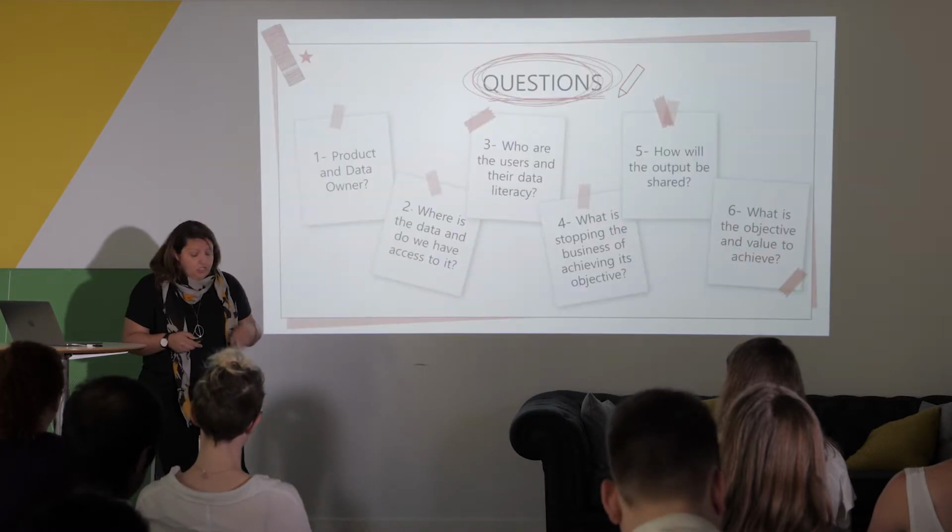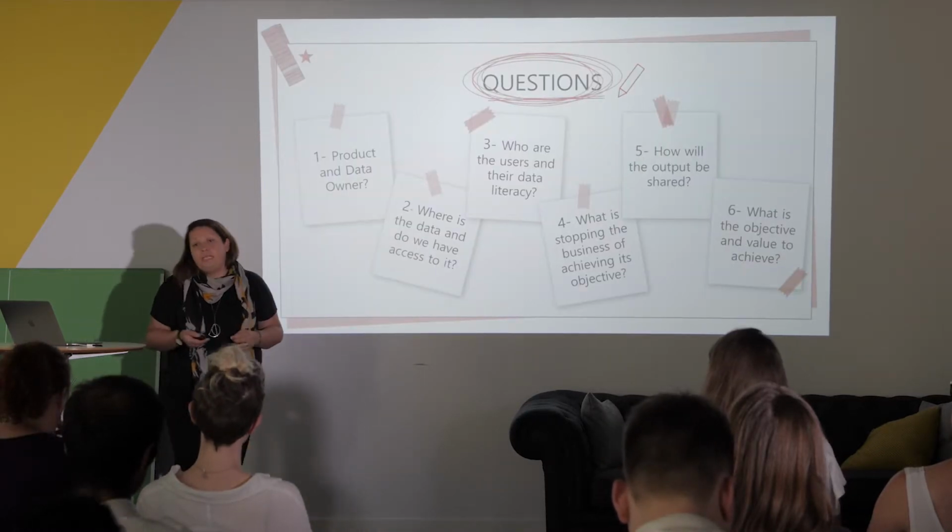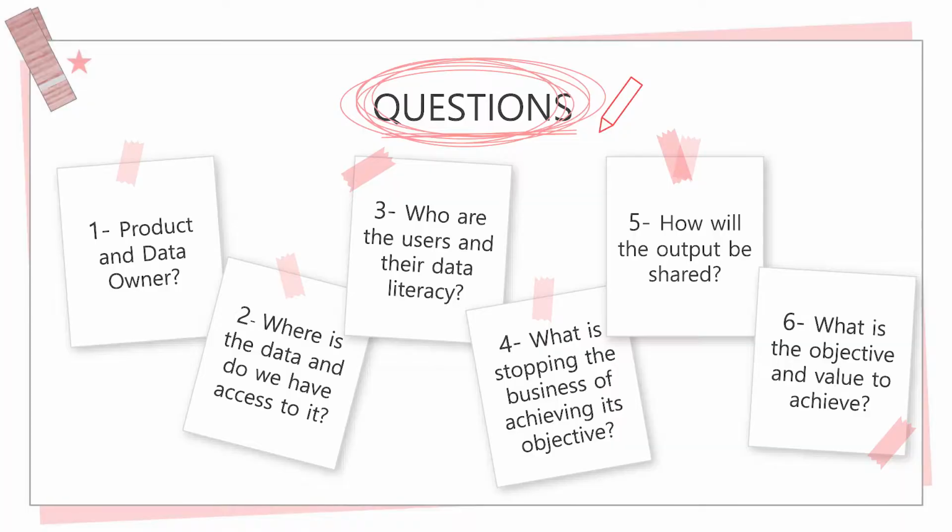On the second stage, the questions that I go through normally are, who are the product owners and data owners, as we saw? Where is the data? And most importantly, do we have access to the data? Because we may have the data, but there's a lot of red tape around it, so we won't be able to use it. And who are the final users? And what is their data literacy? Because our output has to be user-friendly. We don't want to create something that people won't be using.